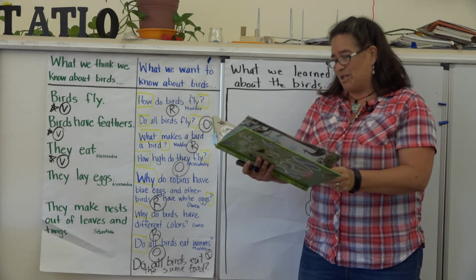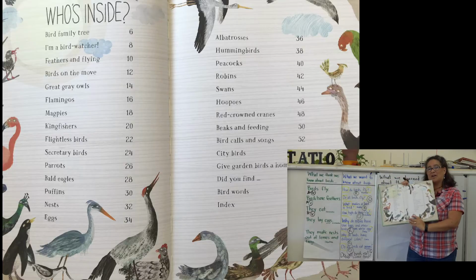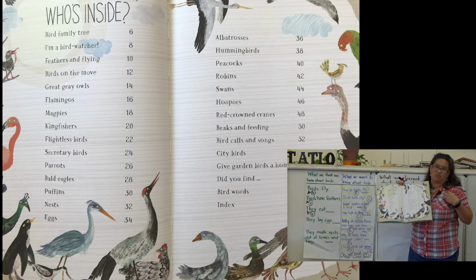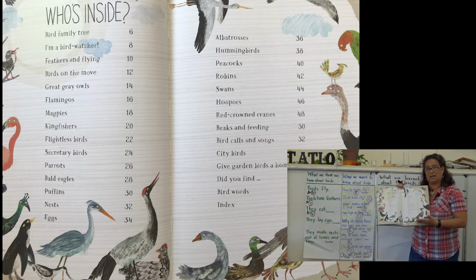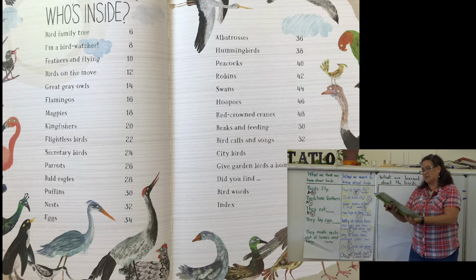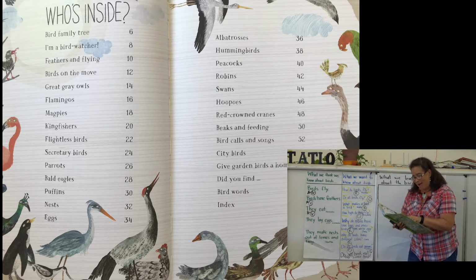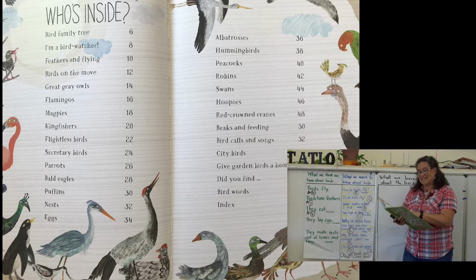So now I go, okay, this is a book about birds that can help me. The next thing I'm going to do is look at the table of contents because I only want to look for my questions right now. I don't need to read all of the book. I can look at specifics. So we're looking at how do birds fly? Here's one on page 10. It says feathers and flying. Should we look at that page?